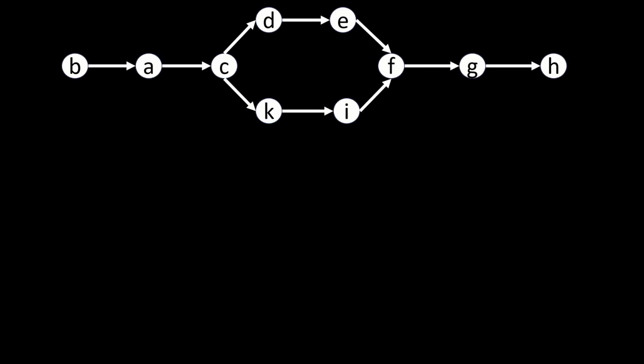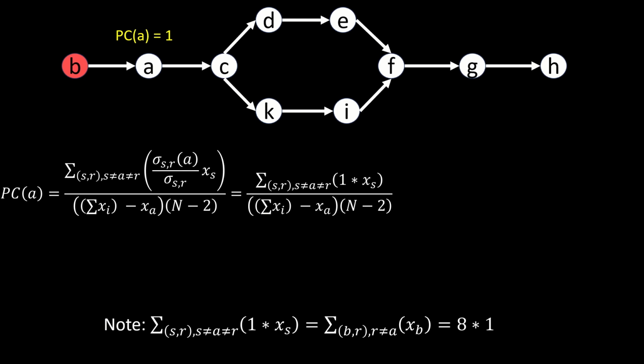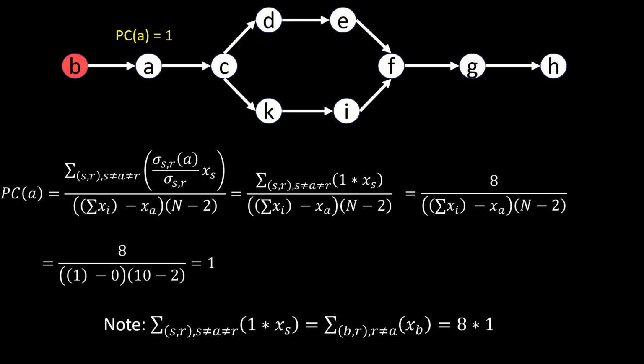Moving on, let's look at some examples to build our intuition. First, let's take a look at the case of a network with a single percolated node. In this example, the percolated node B has just one neighbor A, so A will have percolation centrality 1. This is because 100% of the shortest paths that start from the percolated node pass through A, and the only non-zero x sub s is x sub b because B is the only percolated node.